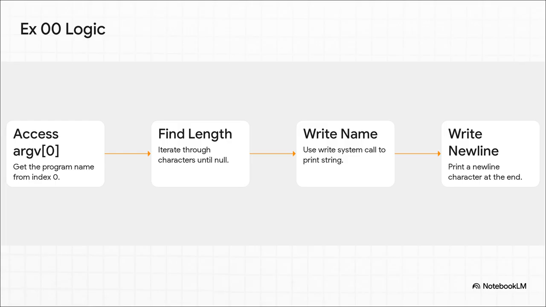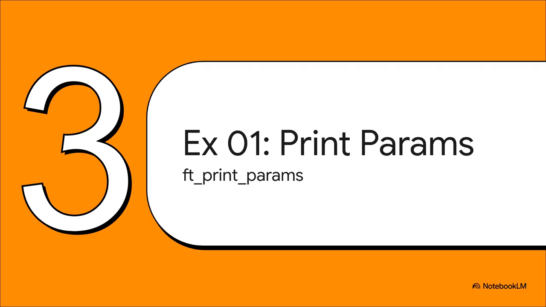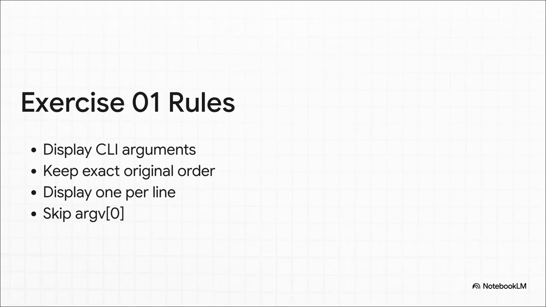Pretty easy, right? All right, part 3, exercise 01, printing parameters. You nailed the first one, so let's step it up. In exercise 01, things get just slightly more complex. We now need to handle whatever the user types after the program name.